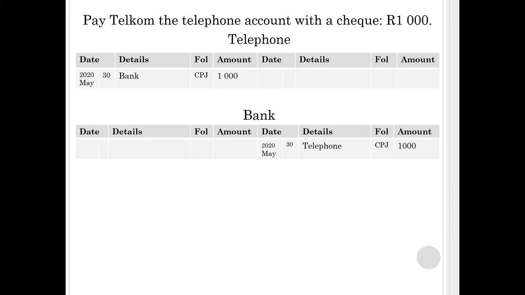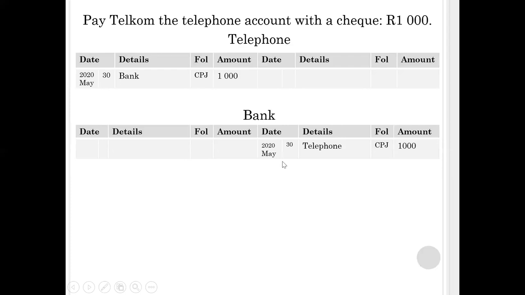But as I said, remember the double entry principle. Two friends involved. So who is the friend here? Again, it is bank. And the double entry principle is saying for every debit, and you have debited telephone, there must be a credit. And you're going to see we're going to credit bank now.